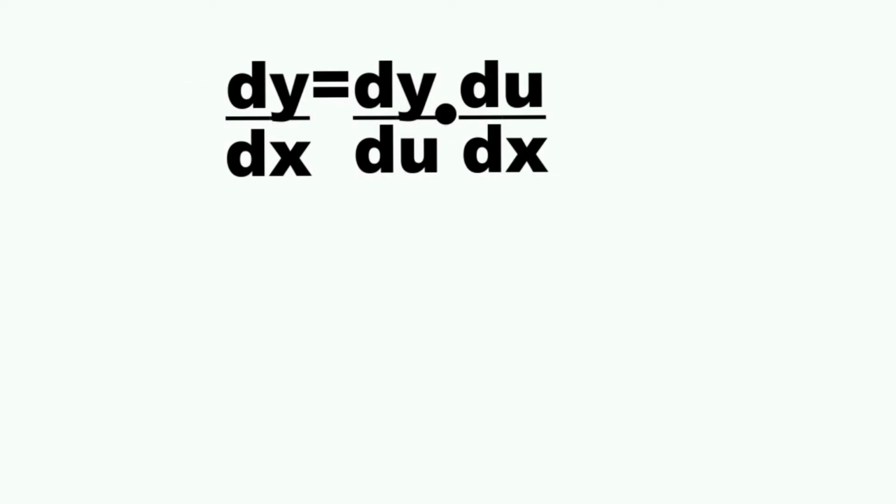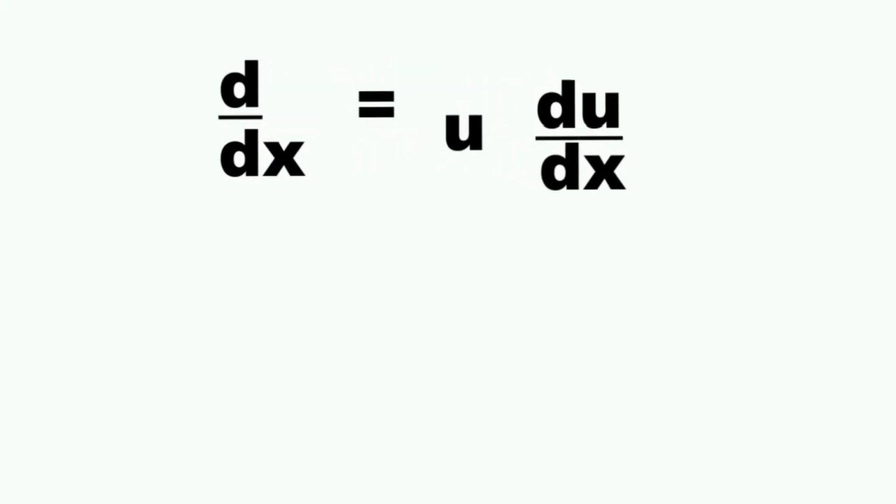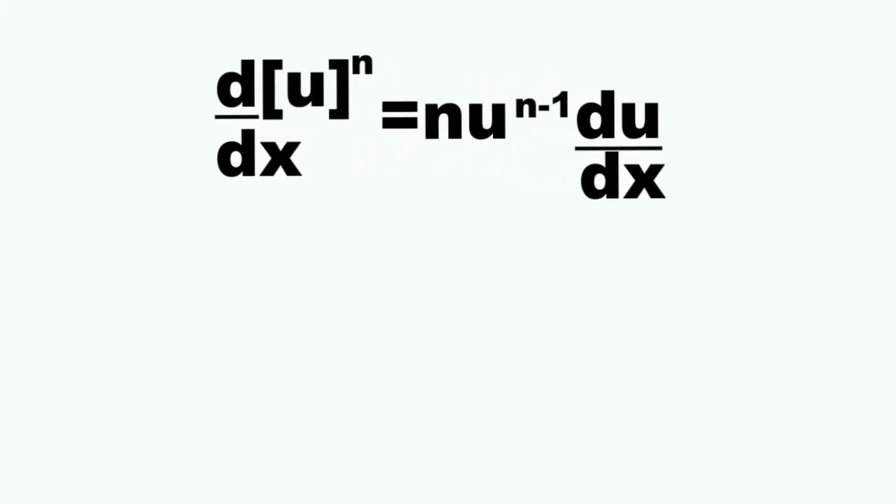The chain rule notations. There are many notations for the chain rule. One is dy over dx is equal to dy over du times du over dx. For the power rule in chain rule, to find the derivative of u to the power n with respect to x, is equal to n times u to the power n minus 1 times du over dx.